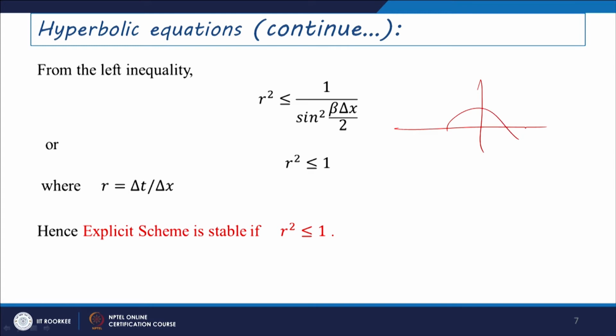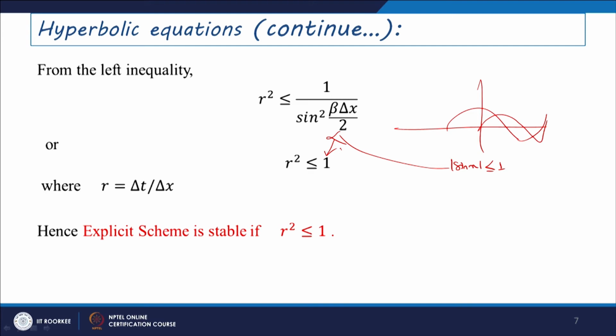Especially if you look at the sine curve, it lies between 0 and 1. That is why sine of x is always less than or equal to 1, so this relationship is justified. Hence, we can say that r, which is del t by del x, is stable if r square is less than or equal to 1.